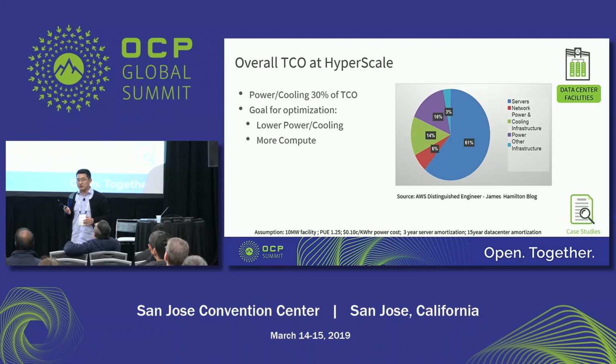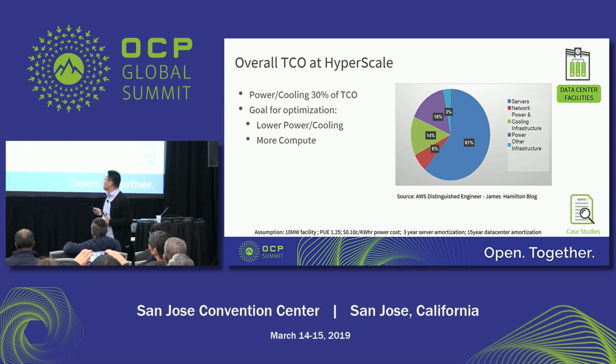This pie chart shows the overall TCO structure for the hyperscale data center. We can see that power and cooling cost account for 30% of the overall TCO. So the goal for our optimization is clear: we should lower the power and cooling cost, and put more workload on the same power and cooling investment to get more performance return.